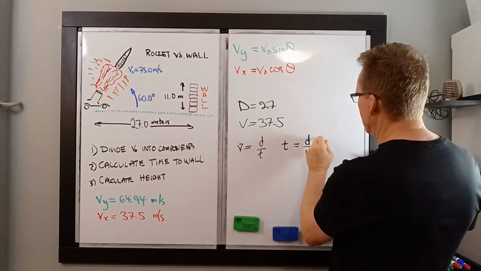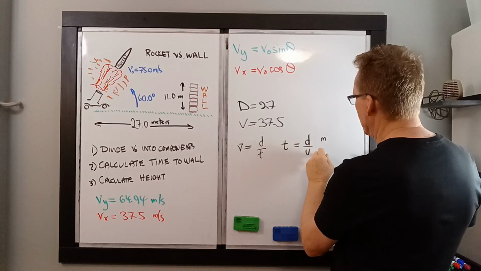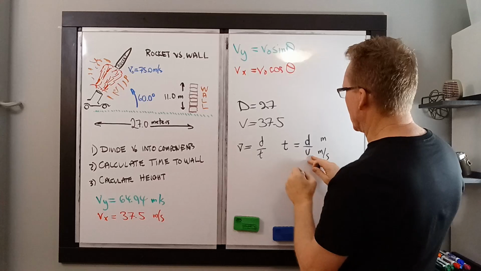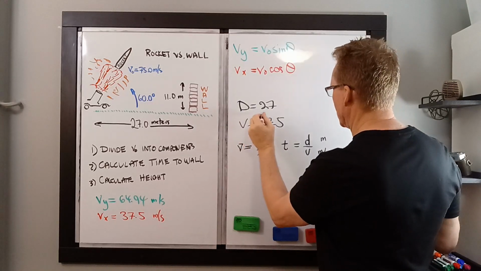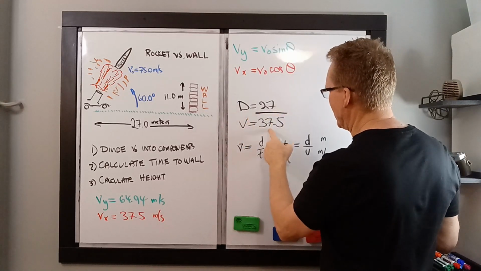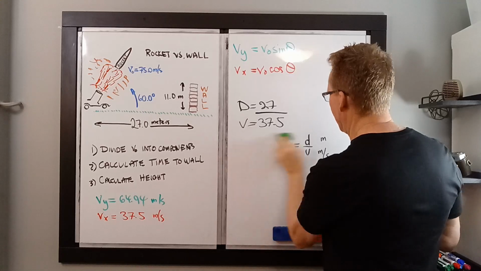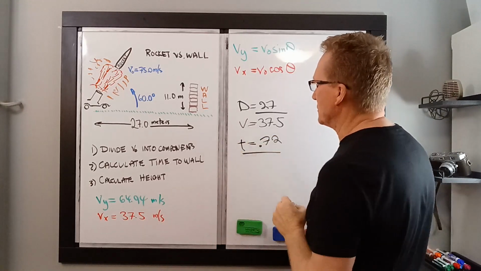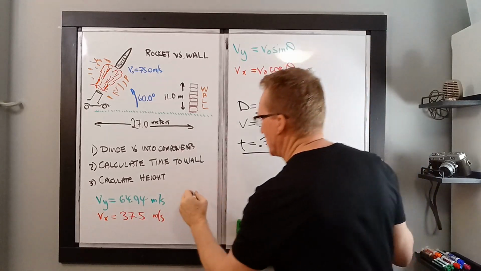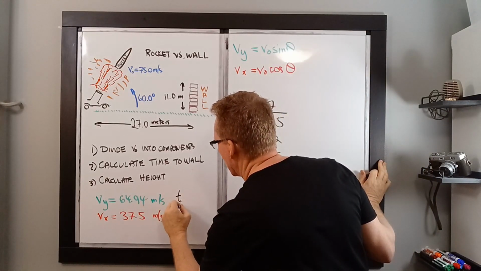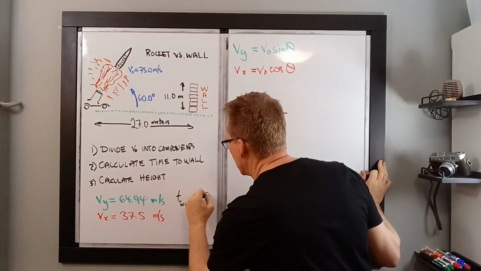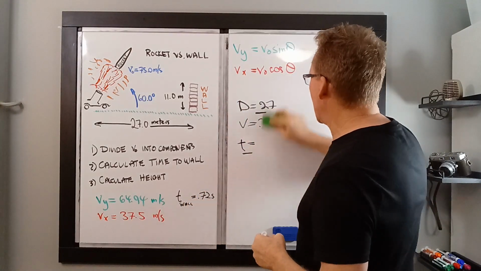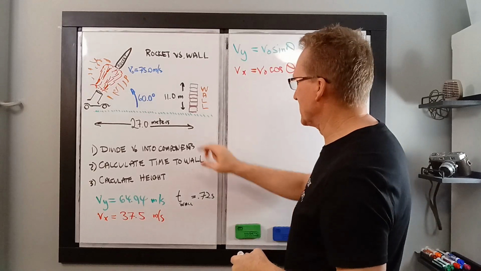If you want to check the units, this is meters per second. You flip and multiply, you're going to have seconds on the top, so this is correct. So we'll want d divided by v, just like this. We want 27 divided by 37.5. I'm getting the time to be 0.72, the time it takes to hit the wall. I'm going to write that down right here. Time to the wall is 0.72 seconds. It's a little bit small there, hopefully you can still read that. So now we have found out how long it takes for this rocket to get to the wall.